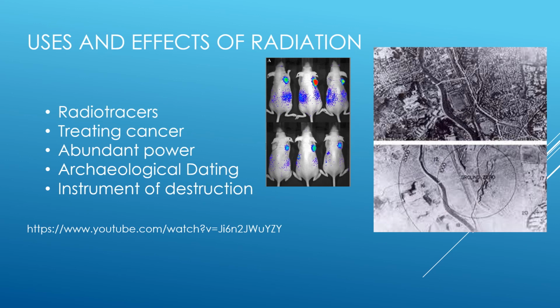One thing we briefly talked about at the very beginning of this unit were uses and effects of radiation. They have so many positive benefits, like radio tracers. They're used in treating cancer in multiple different ways via technology, medications. They produce an abundant amount of power. They help us date things that are very old. You've heard of carbon-14 or C14 dating, but they're also used as instruments of destruction.